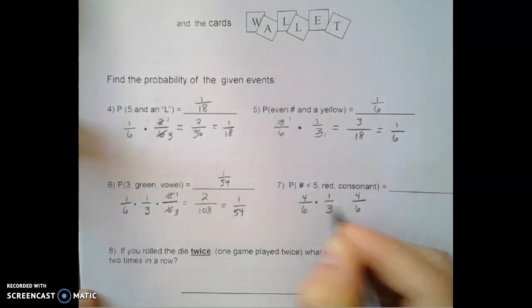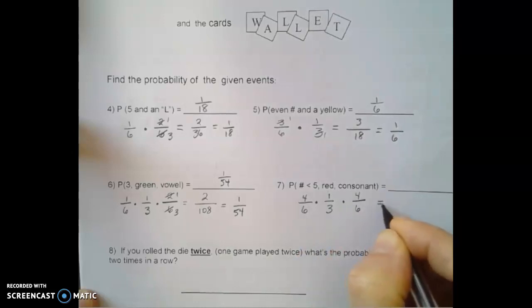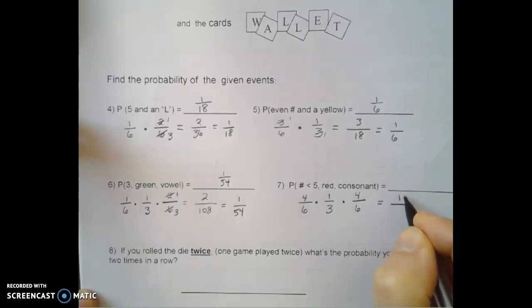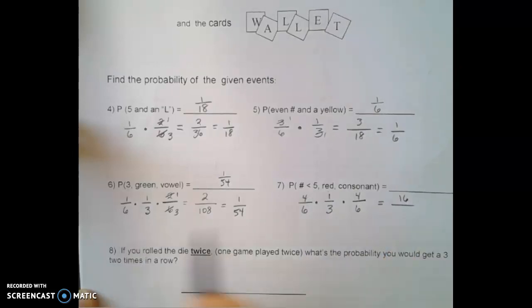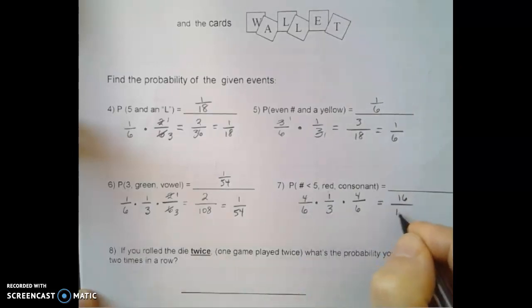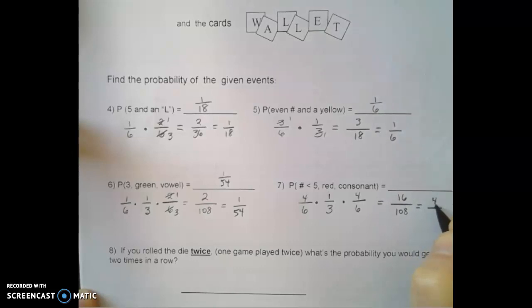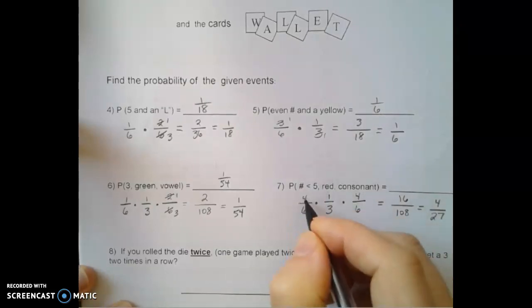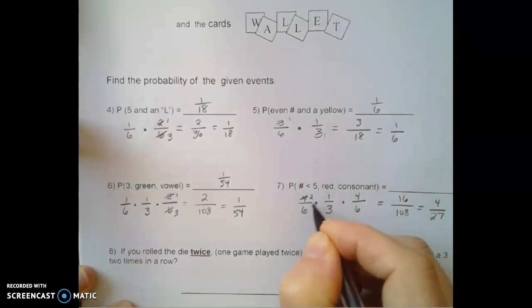And again, we're going to multiply these together. Okay, so 4 times 1 times 4, that's 16. We said over here that 6 times 3 times 6 was 108. And this will simplify down to, both of these numbers are divisible by 4, 4/27. Okay, simplifying early, both of these 4/6 I can simplify down to 2/3.